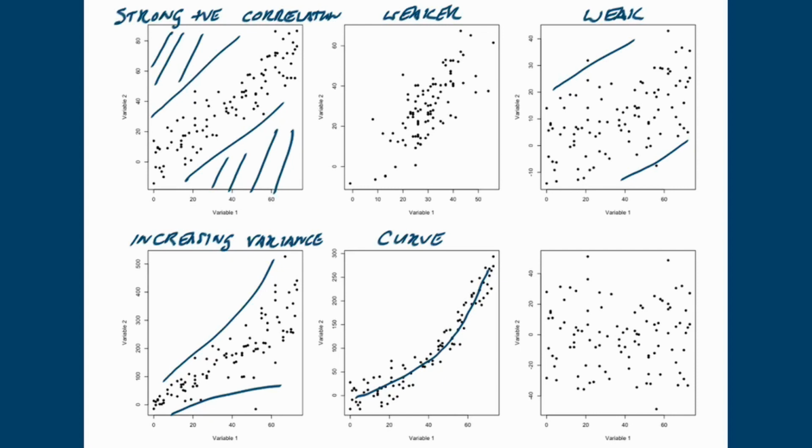And then finally, we've got this graph here. If you look at that graph, you really can't see any pattern at all. I can't see any pattern at all in that graph. It's quite probable that there's no relationship between variable 1 and variable 2. But again, we might want to do a formal correlation analysis just to check that.